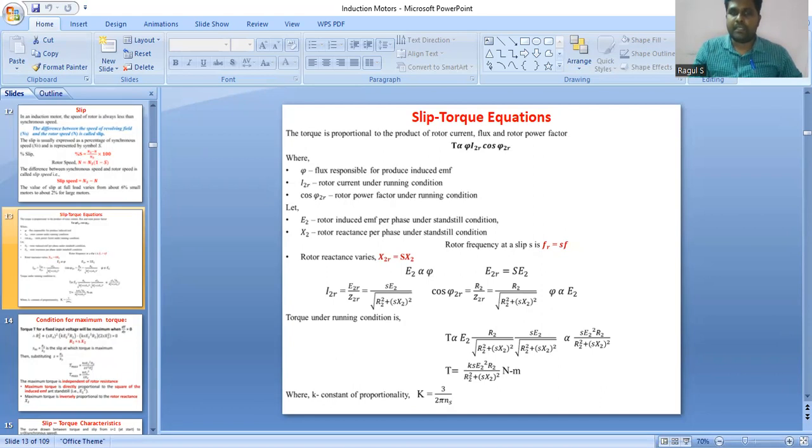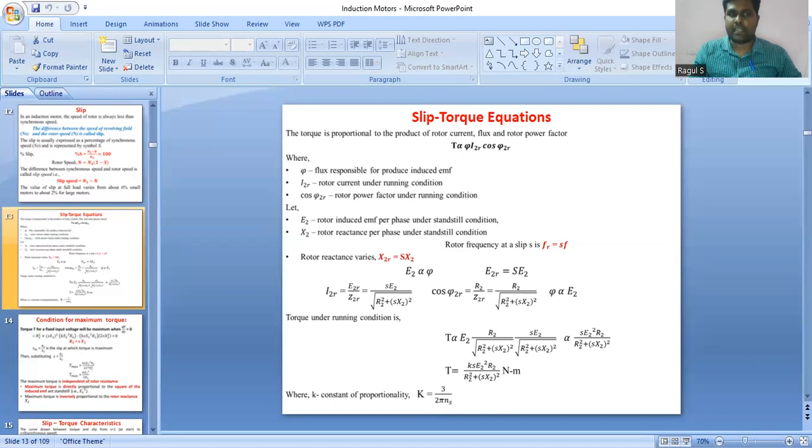Otherwise, the slip value here is high, so in this condition the SX2 value is more compared to the secondary resistance R2 squared. So R2 squared will be eliminated, and we consider only SX2 whole squared. In the numerator one S is available, and in the denominator S squared is available, so S and S will be cancelled, and the denominator slip is present.